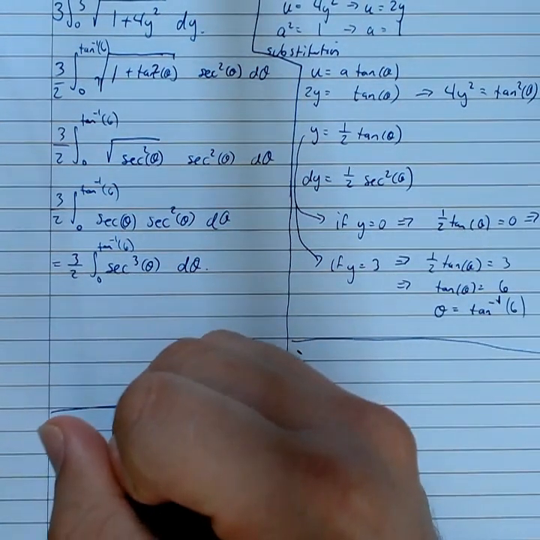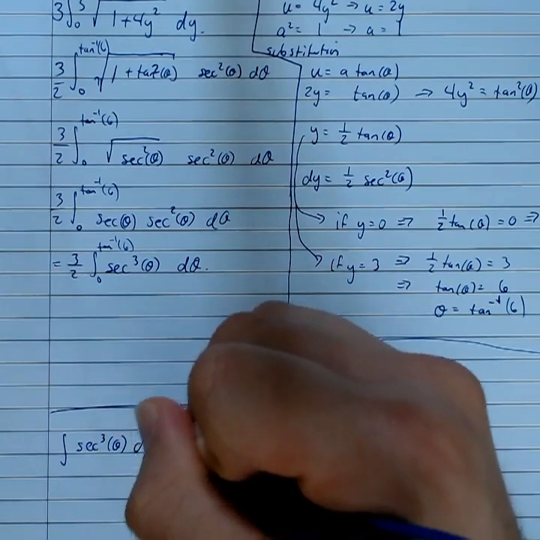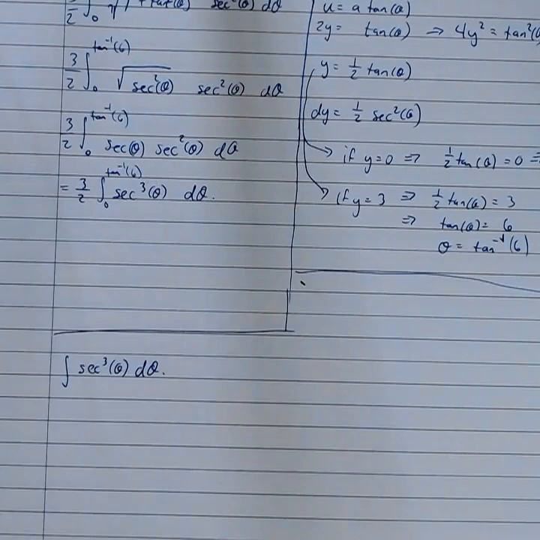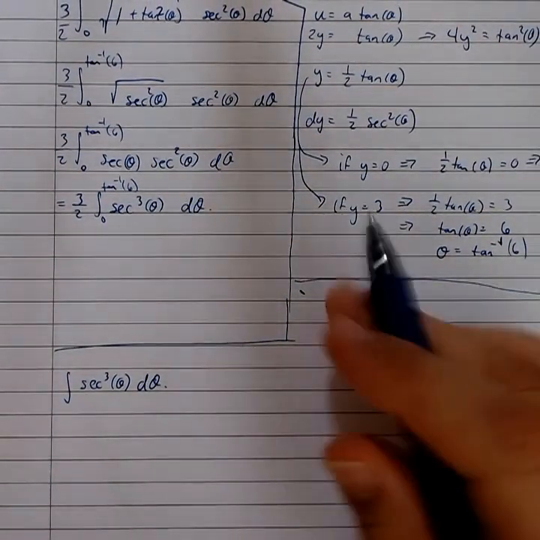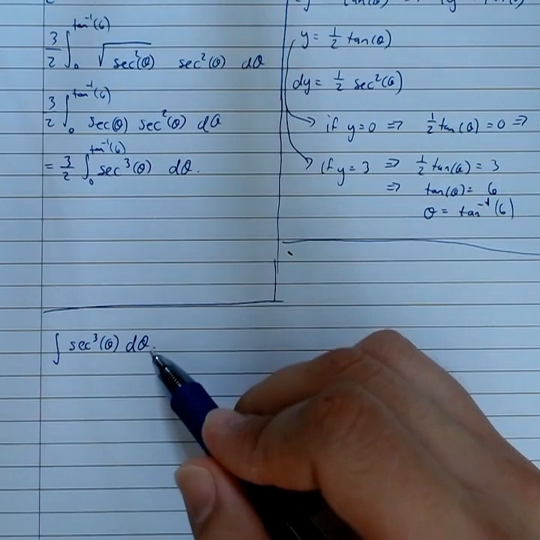Let's go ahead and find the antiderivative of secant cubed of theta d theta. Once we have that, then we'll just be able to plug in our endpoints and get our result. So we can integrate this one. This one is a slightly longer integration by parts problem.